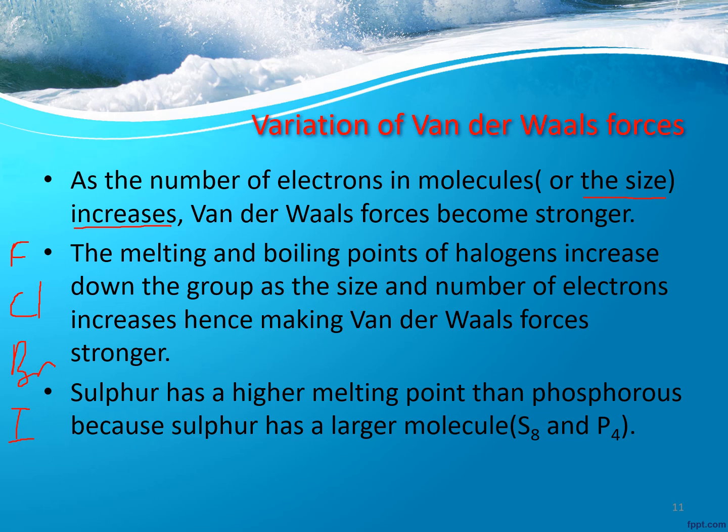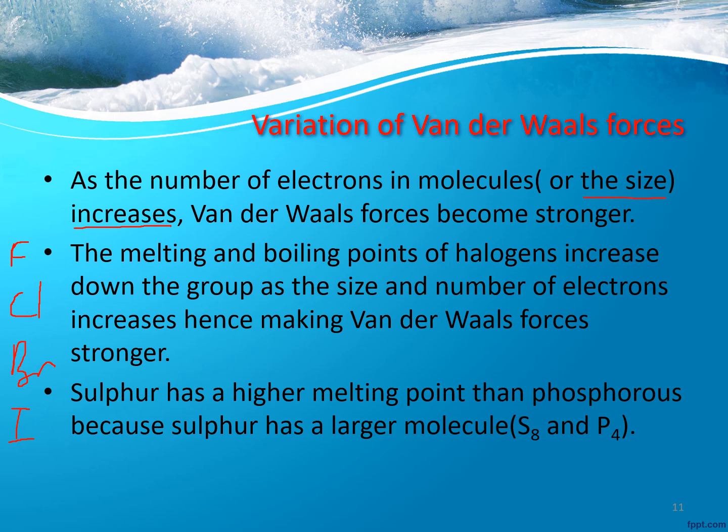it makes the melting and boiling points of halogens increase. That is the reason why fluorine is a gas and chlorine is also a gas, but with a higher melting point and boiling point, while bromine is a liquid at room temperature and iodine a solid at room temperature. And this shows how the melting and boiling points of these substances increase as you go down the group.